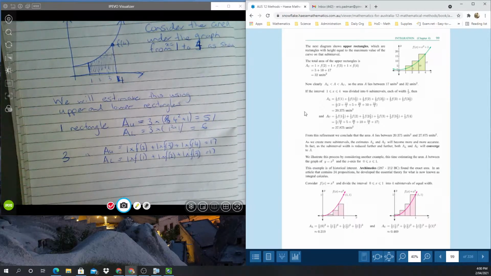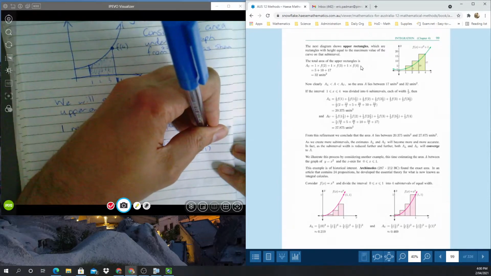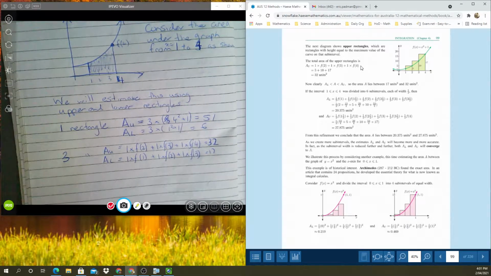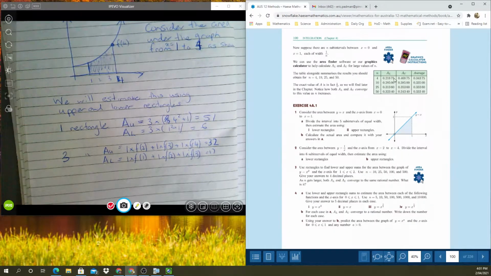And you see on the next page they've done the other one. They've done f at 2, 3, and 4. That's 32. So you see we're closing the gap on this. They've also done this one subdivided into 6 units. You see you're getting much closer. Basically, the more rectangles you use, the closer the approximation becomes, and the width between these answers decreases until you converge onto an absolute value that we'll come to later on.